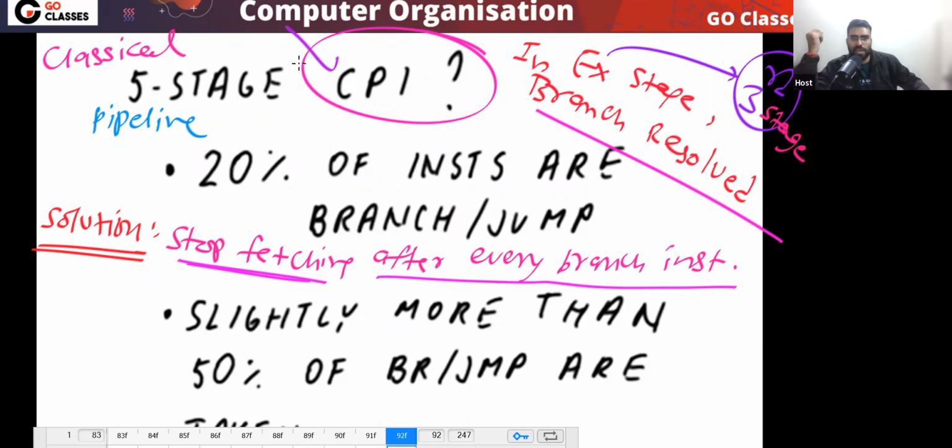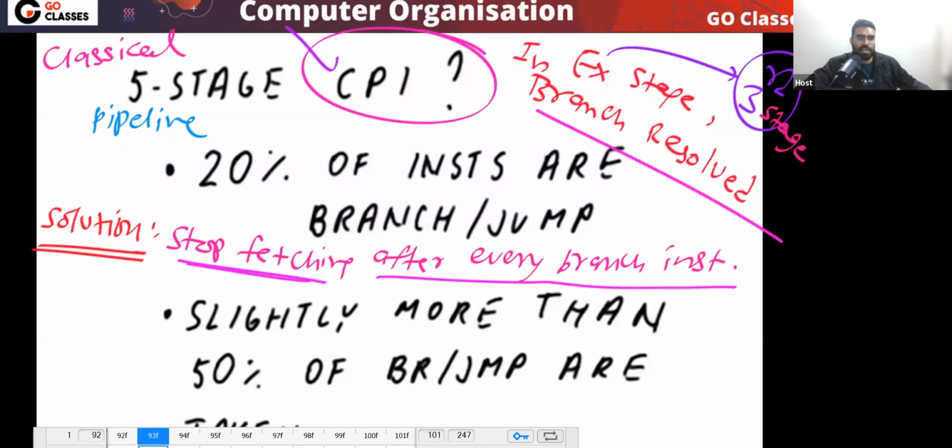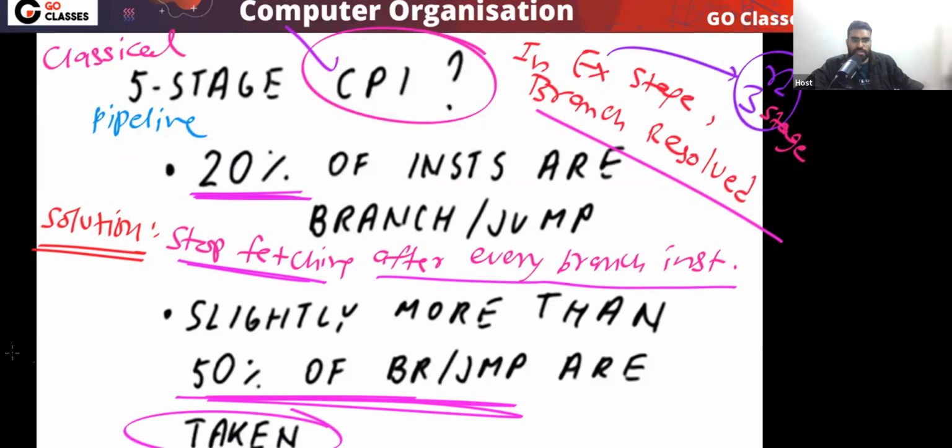Now you tell me about the CPI. What will be the CPI? CPI means clock cycles per instruction. So what will be the cycles per instruction? The question is saying 20% of instructions are branch instructions, and 50% of branch instructions are taken.